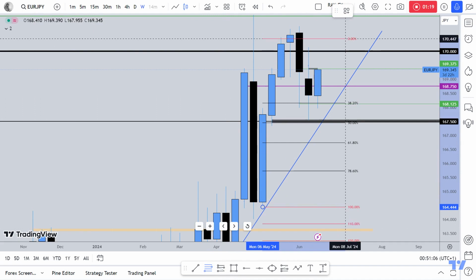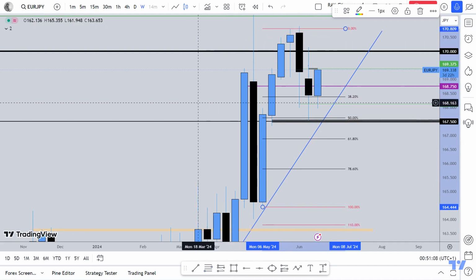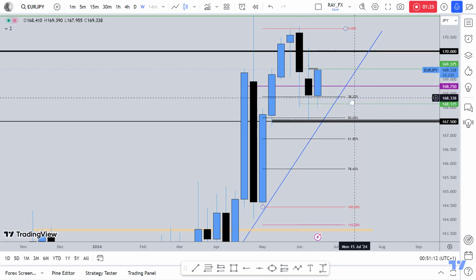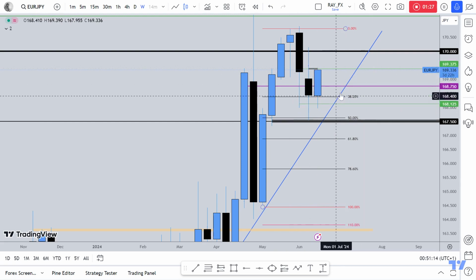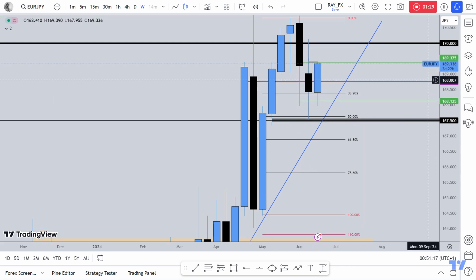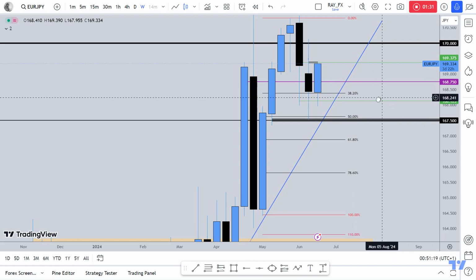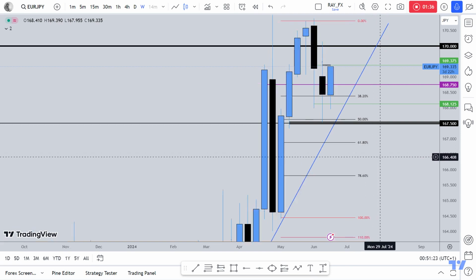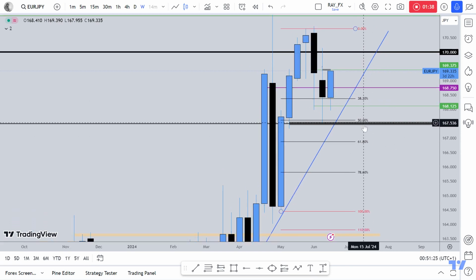As you can see, we've more or less tapped and bounced off at 38.2, making a low at 168,750. That's a confluence area in and of itself, because 38.2 is a PRZ level for the Fibonacci.